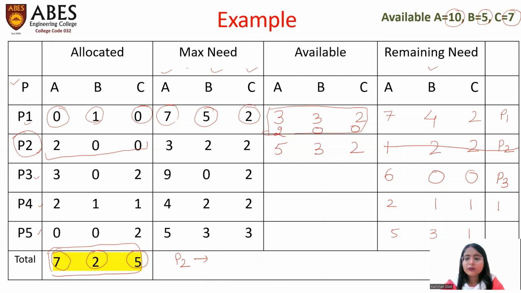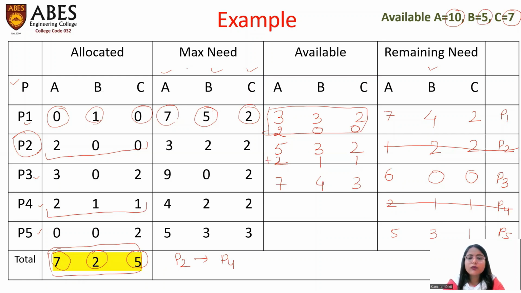Now P4. P4 could be executed. Right. So P4 will be executed. After the execution of P4, this number of resources will be added to the available amount of the resource. So 2, 1 and 1 will be added, right? So 7, 4 and 3. This will be the new amount of resource for the allocation. The resources could be allocated to only P1, P3 and P5.